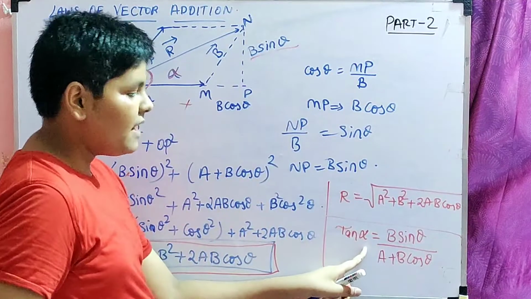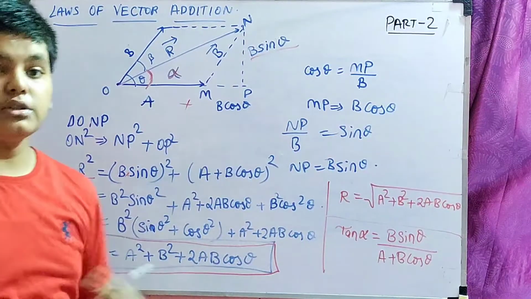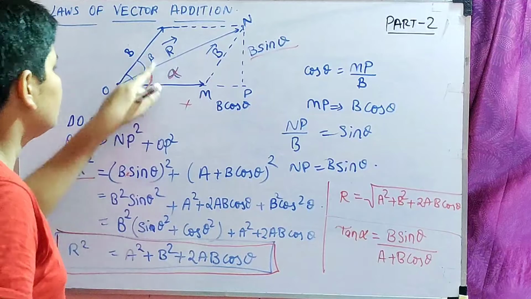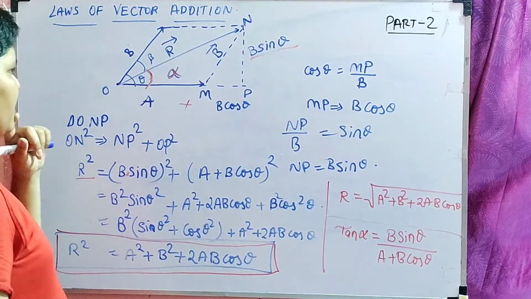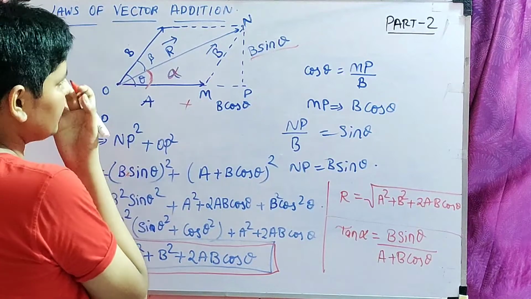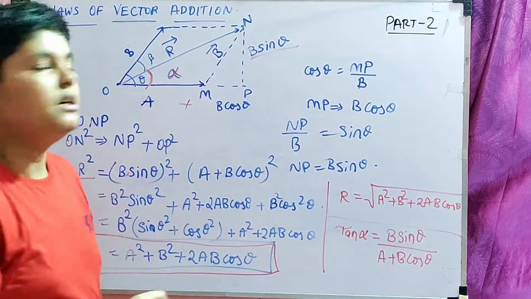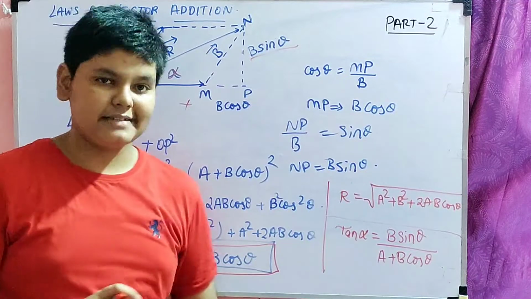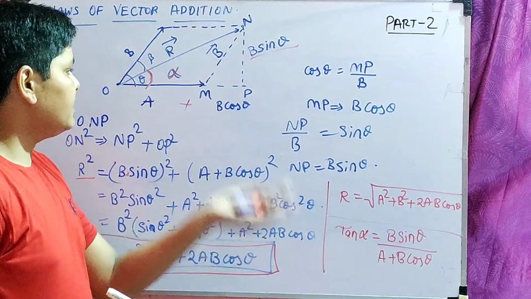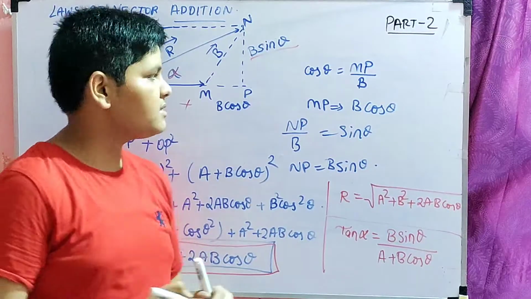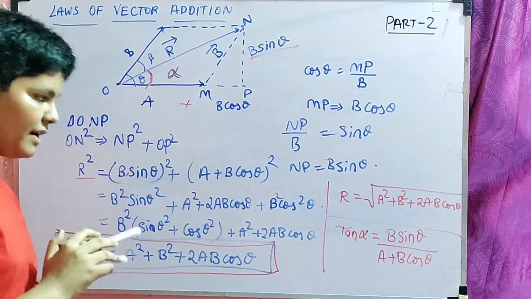So this alpha is with respect to the x-axis. If you want to take it with respect to the y-axis, then you have to take tan beta. Tan beta is equal to opposite by base. Here opposite will be b cos theta upon a plus b sin theta. That is how you can find tan alpha, which tells you at how much angle the resultant is raised from the a bar. This was the concept about the parallelogram law of vector addition.